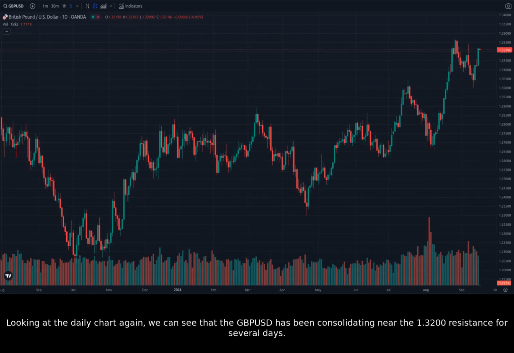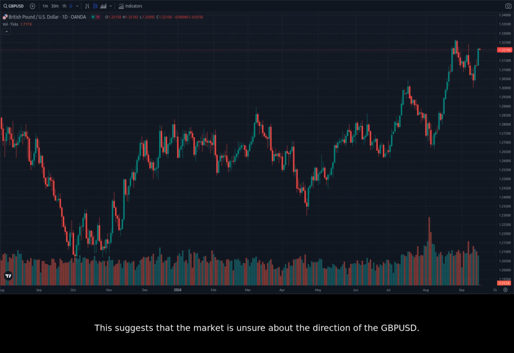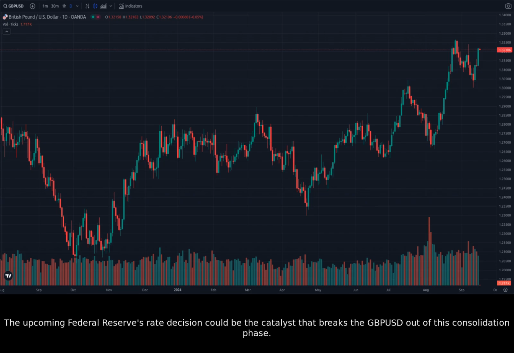Looking at the daily chart again, we can see that the GBPUSD has been consolidating near the 1.3200 resistance for several days. This suggests that the market is unsure about the direction of the GBPUSD. The upcoming Federal Reserve's rate decision could be the catalyst that breaks the GBPUSD out of this consolidation phase.